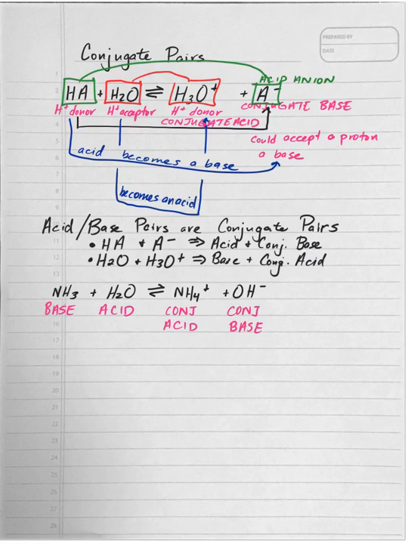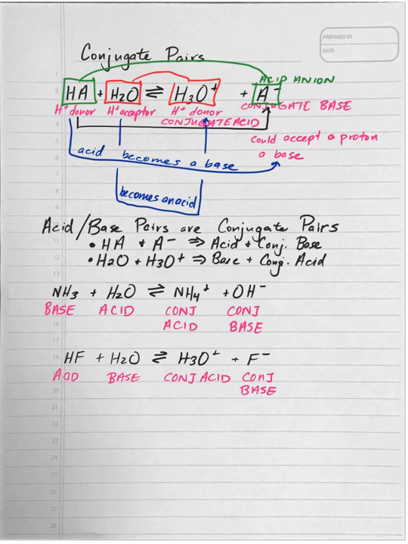Do you want to try one more? Let's do HF. HF and water will make H3O plus and F minus. Pause again and see if you can identify the acid, base, conjugate acid and conjugate base. Okay, do you think you have it? HF should be the acid, F minus should be its conjugate base. H3O plus should be the conjugate acid, with H2O being the base.